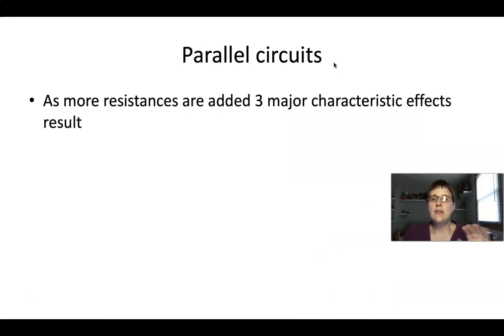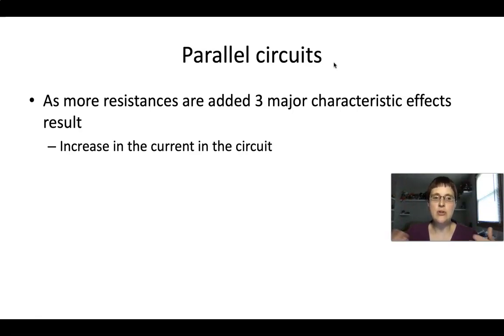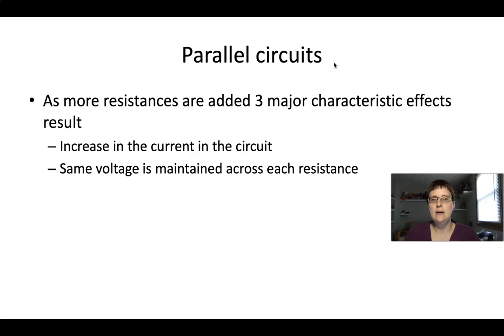So the thing with a parallel circuit, as more resistances are added, you get 3 major things happen, which are actually a good thing to a point. You get an increase in the current in the circuit. So as you add more items to the circuit, you get more current, right? Because of that grocery line kind of idea.